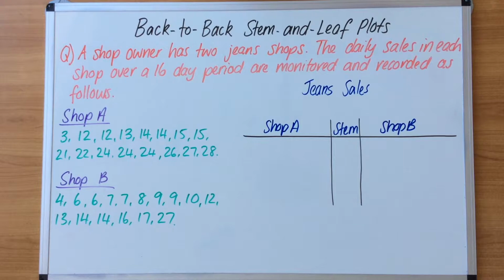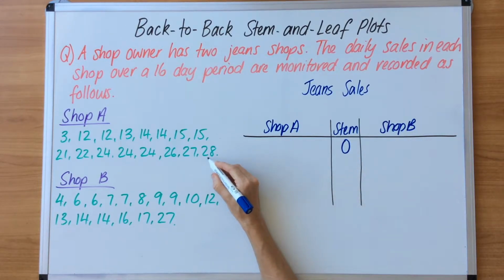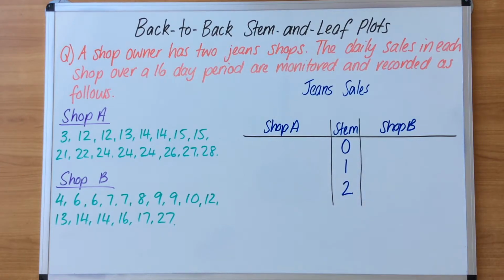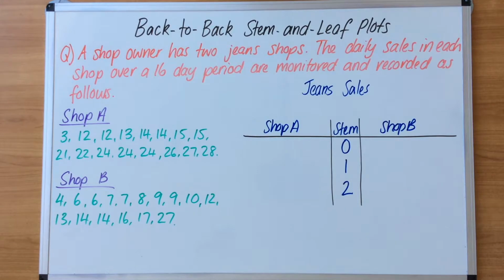Alright, let's take a look at this now. Our smallest number is 3, which is in our ones. We then have 4, 6, 6, 7, 7, 8, 9, and 9. That tells me that my stem has to start at 0. My highest number is 28, so I've got a 10 and a 20. So this stem must reflect the numbers. If you don't start by getting the stem correct, by looking at the smallest and biggest numbers, you're going to run into trouble. Let's now place shop A onto the leaves.